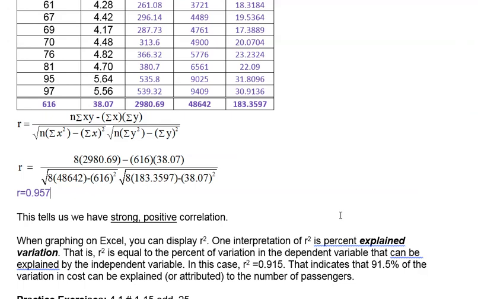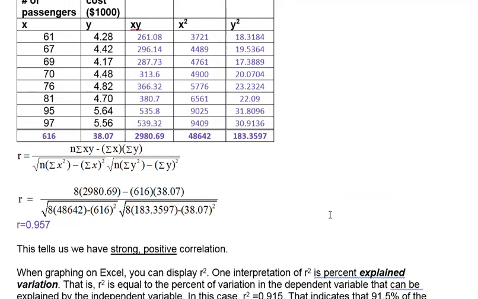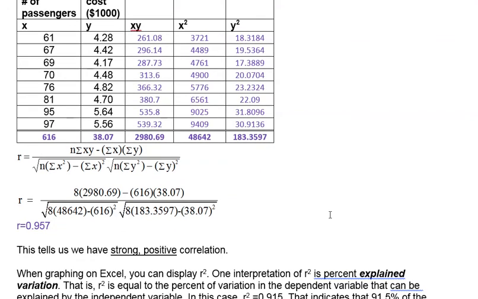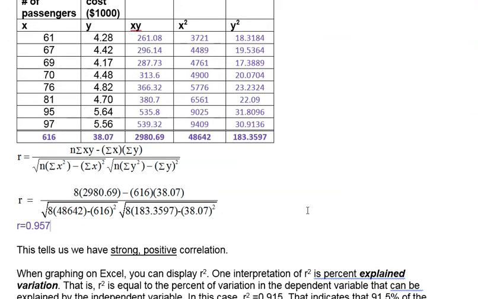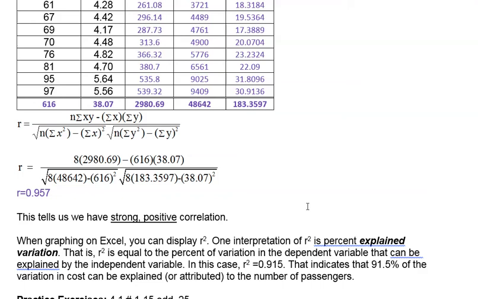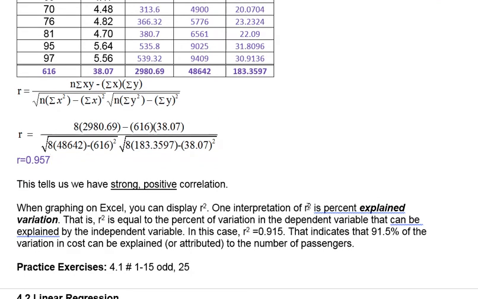So obviously there's going to be other factors like the price of fuel and things like that that are going to vary. So not 100% would be explained by the number of passengers. It makes sense. So we'll stop there before we do a little bit more in the next video regarding linear correlation.